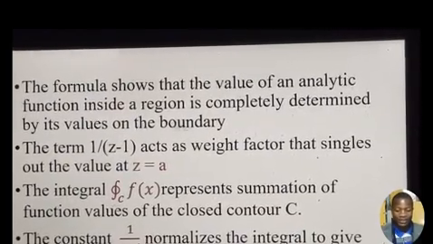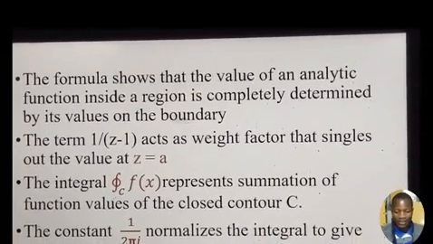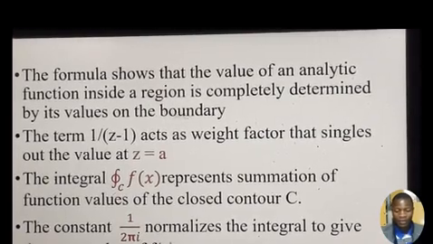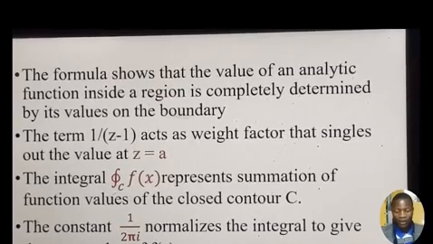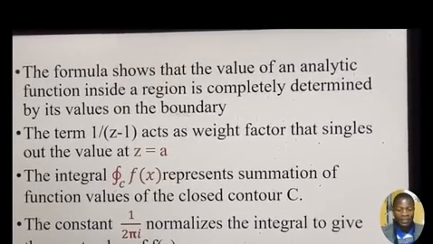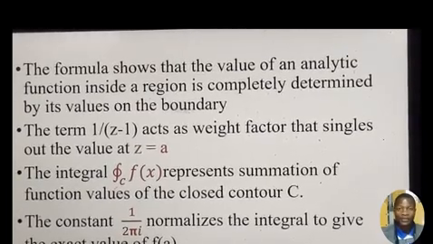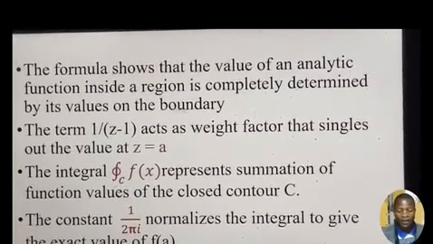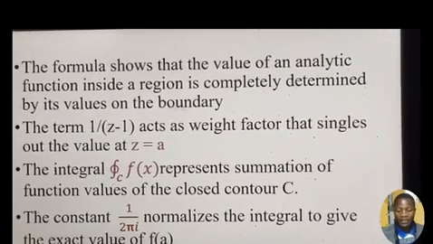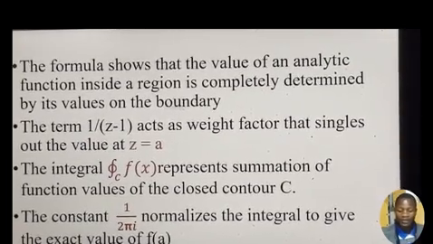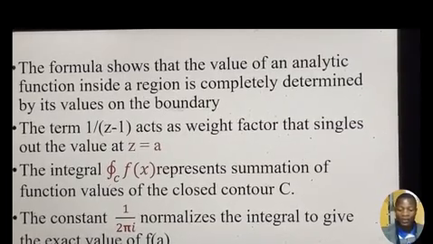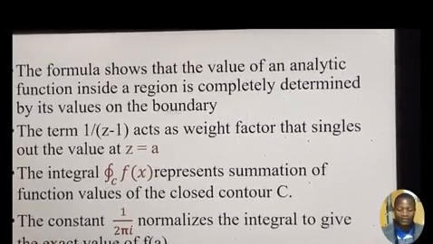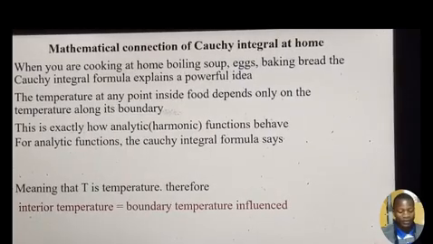The formula shows that the value of an analytic function inside a region is completely determined by its value on the boundary. The term 1 over z minus A acts as a weight factor that singles out the value at z equal to A. The integral over contour C of f of z represents summation of the function values on the closed contour C. The constant 1 over 2 pi i normalizes the integral to give the exact value f of A.